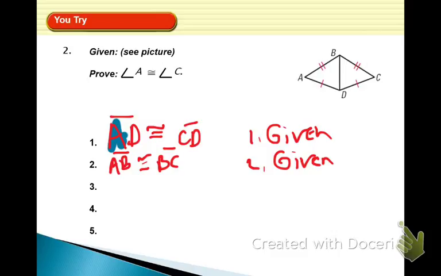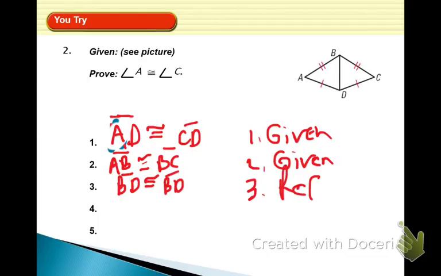Okay, now we've listed all the givens, but there's something else that we can say is congruent. What else can we say is congruent in those triangles? Yes, Carl, Abby. BD is congruent to itself. Yeah, BD is congruent to BD. And that's by reflexive, same segment. All right, very good.